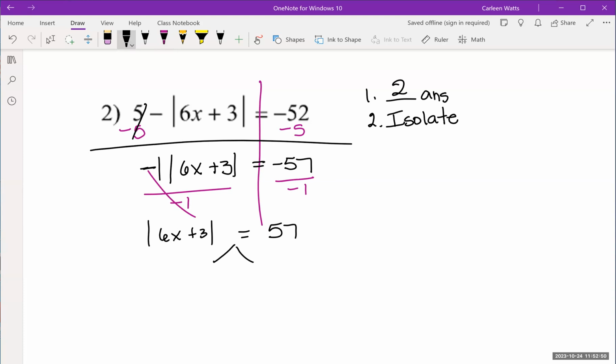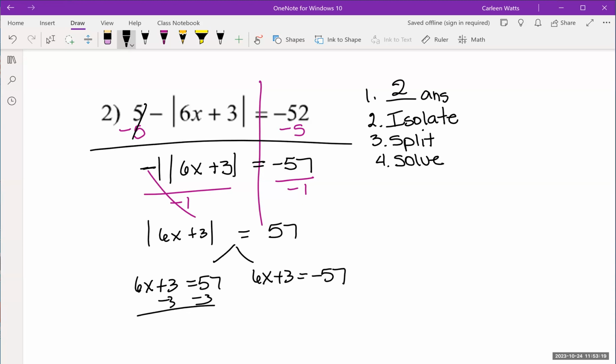And now we're going to split. 6x plus 3 is equal to 57. 6x plus 3 is equal to -57. So split and solve. Okay, so subtract 3. 6x is equal to 54. Divide by 6. X is equal to 9.